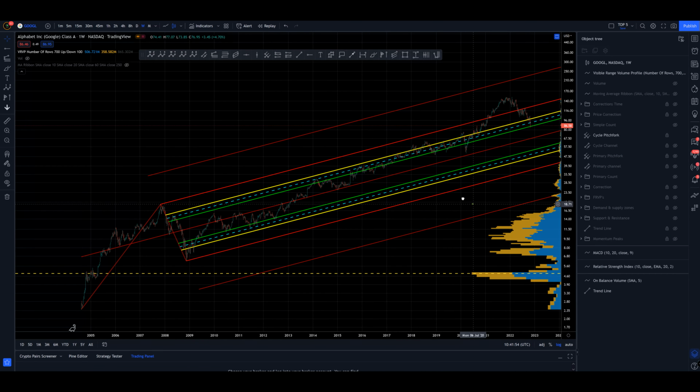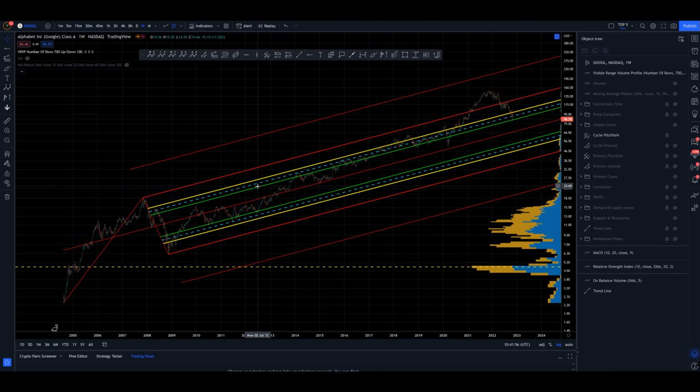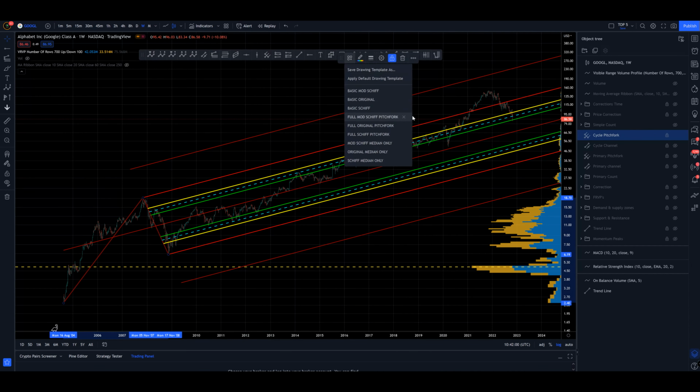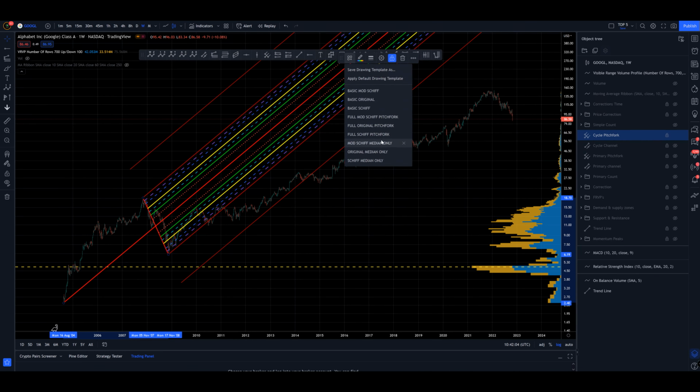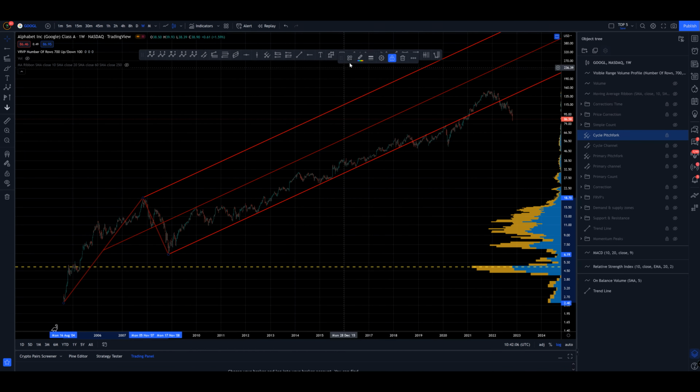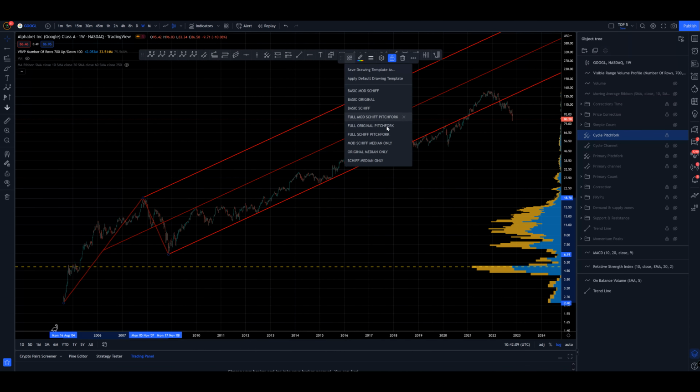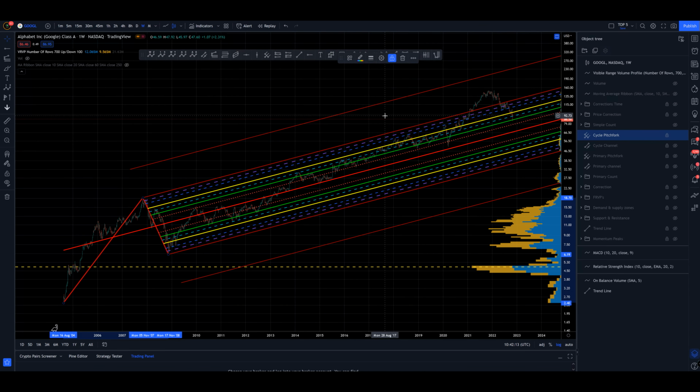So I set up a pitchfork here, and we can see that if we were to turn this pitchfork into a full... bear with me, it's a full shift. Where have I put it? There it is. So we can see here, this is the best fit I've got. Now we are in log scale on the weekly time frame.